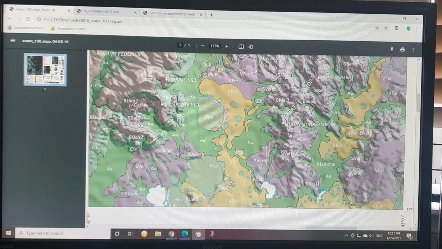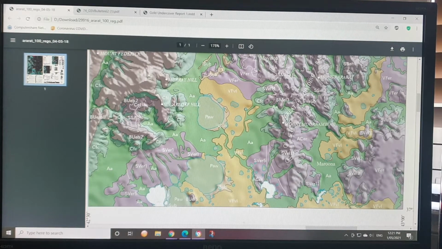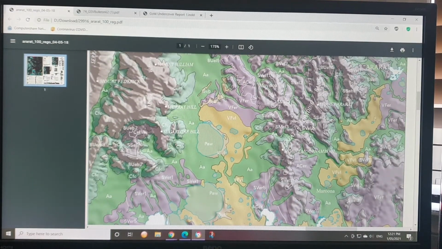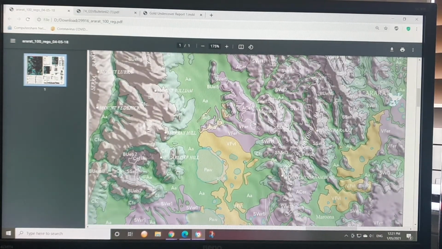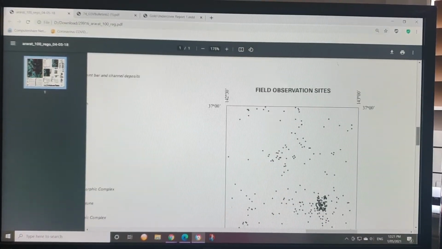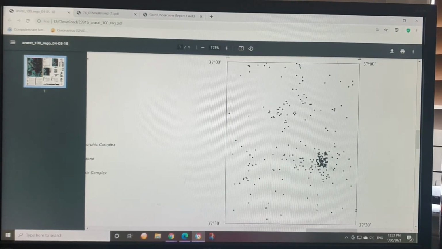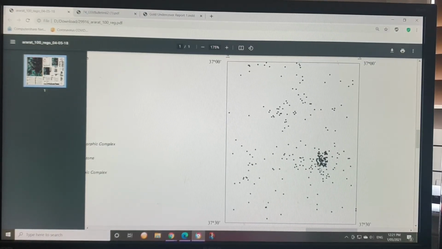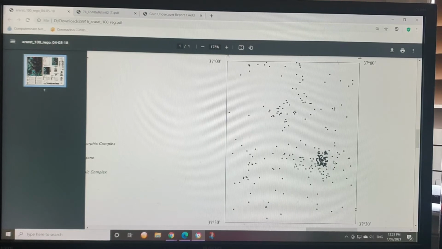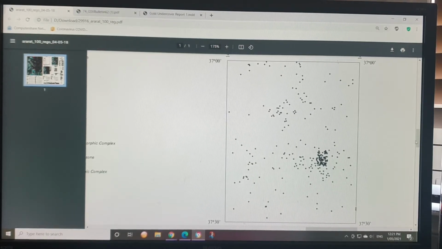So I'd actually like this. This is the Grampians here. Quite nice Grampians, beautiful. And where's Ararat? Ararat's up here somewhere. If we go down, they have a field observation site. I assume this is where they actually find the gold. Ararat's probably over here somewhere, so around here is where they find it.